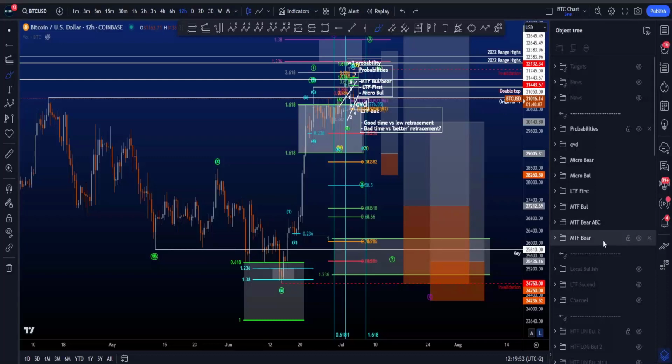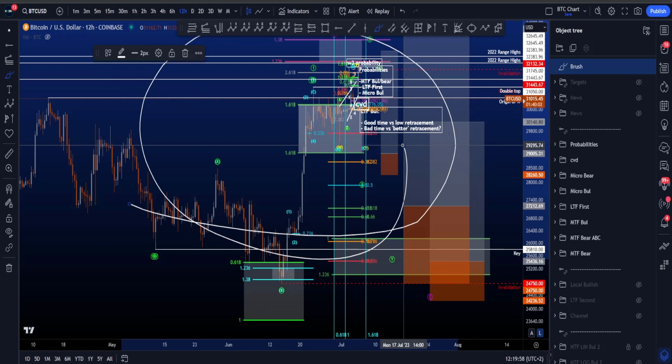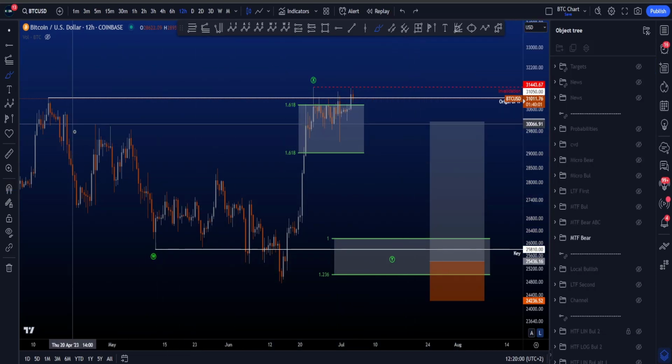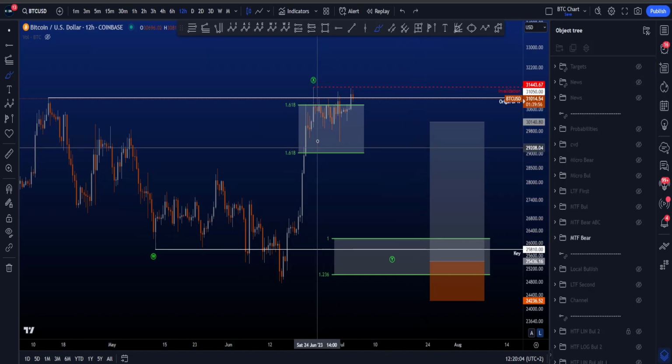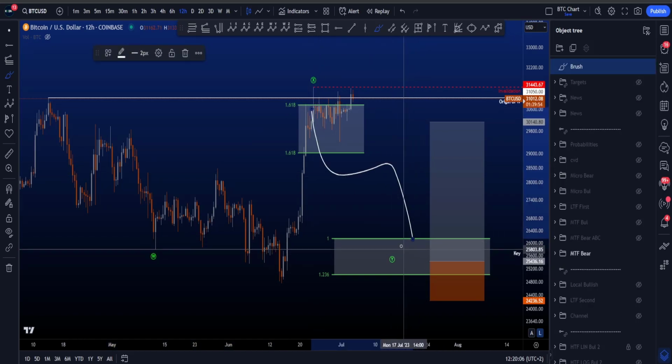Hi everyone, let's go over my medium time frame, low time frame and micro bullish and bearish Elliott Wave scenarios on Bitcoin. Starting with the medium time frame bearish scenario, where we're still expecting a move towards the downside in a WXY, with Y being a three-wave structure to the downside.